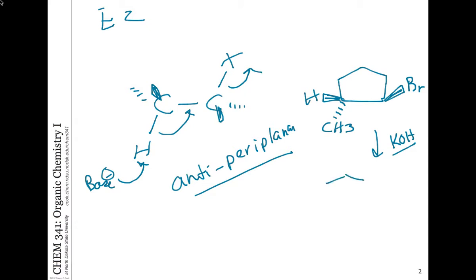So under elimination conditions, it usually favors the most stable double bond, which is the more substituted one. Okay? More substituted, less substituted. However, we can only form the double bond here. Why? This is the only product. In that example, that's the only product, the less substituted double bond.